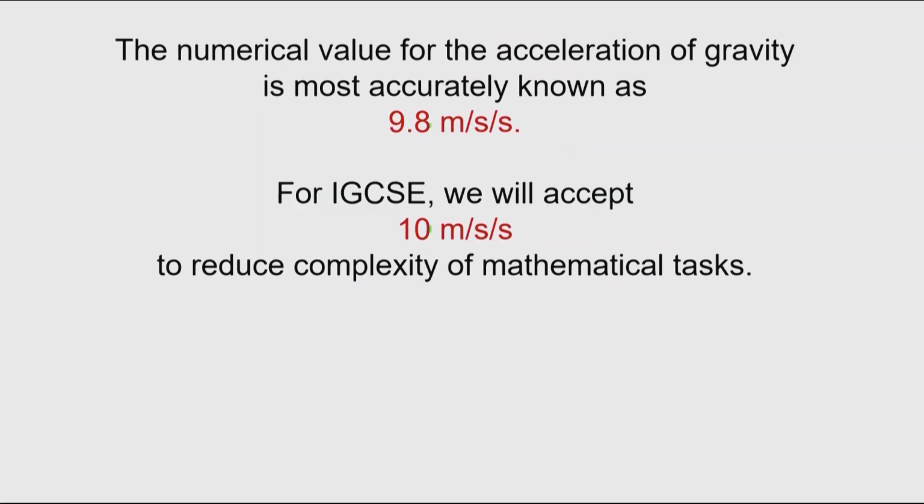Okay? Now, the value for g, I mentioned it earlier, is accurately known as 9.8 meters per second per second, or meters per second squared. But for IGCSE, for your level, we will accept you to use 10 meters per second squared in order to reduce the complexity of the mathematical task. It is very easy to multiply numbers by 10. 10 times 15 is 150. But if I tell you 9.8 times 15, you will have difficulty here, I'm sure.